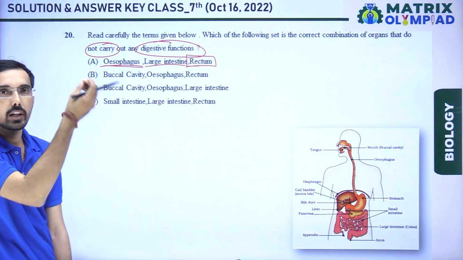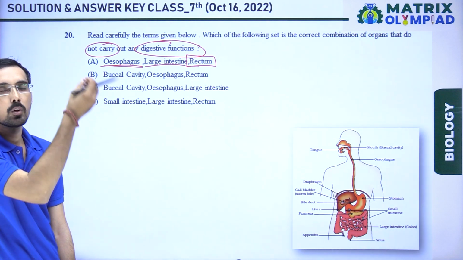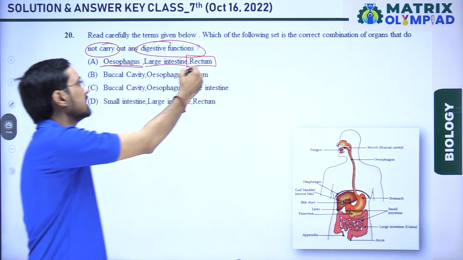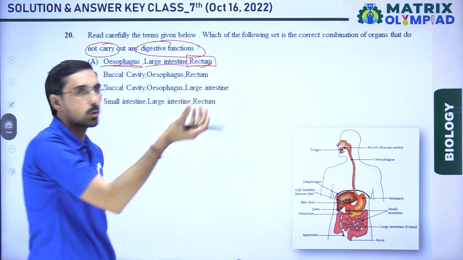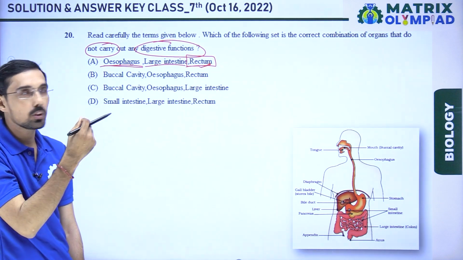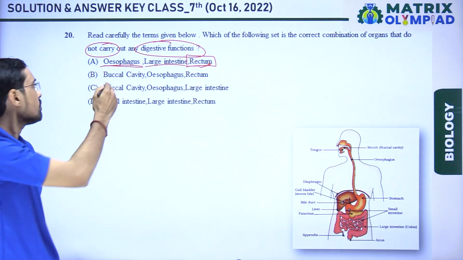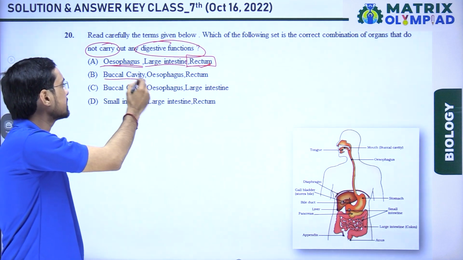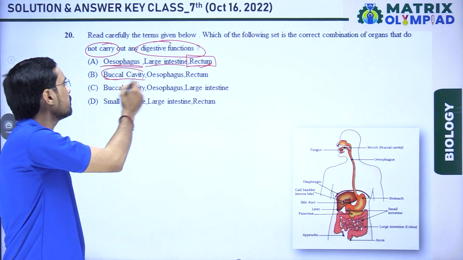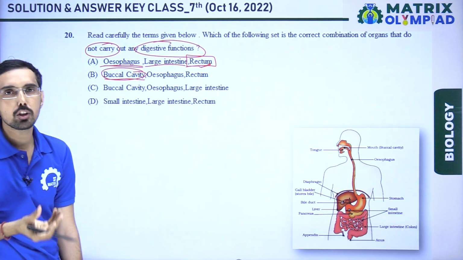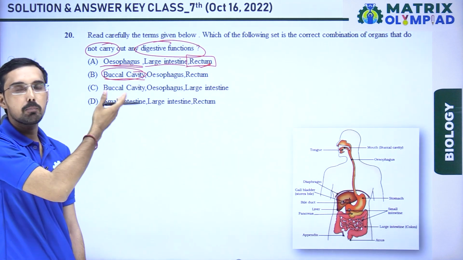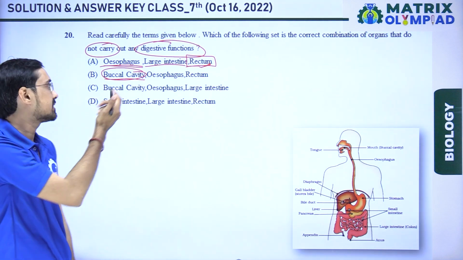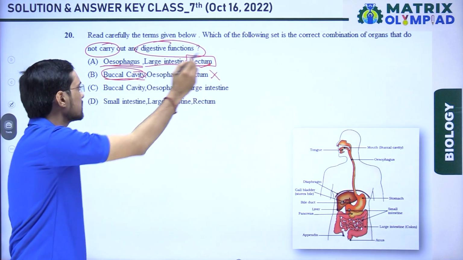The rectum is also part of the large intestine. The large intestine is divided into 3 sections: cecum, colon and rectum. The rectum is the storage of semi-solid material. It provides the structure to the fecal material. As we can see in the second option, buccal cavity, digestion of starch takes place due to the presence of salivary amylase. So this will be our wrong answer.